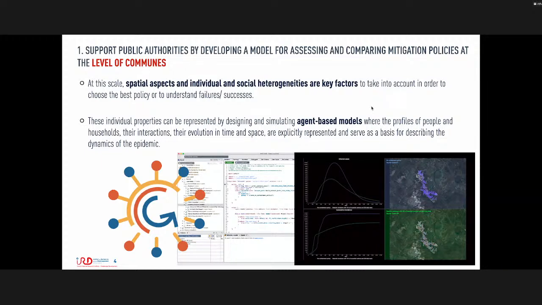Of course, at this scale, the individual properties, so whether or not people will follow the rules or not, and the fine interactions between people in transportation, in companies, in the school, et cetera, play a very important role. If you are at the level of a country, for example, maybe you can abstract a number of these things and build averages, and you don't have to care too much. When you deal with 10,000 people moving around in a small city, you have to represent them individually if you want to understand what can happen, okay? And also how people can adapt to the different rules and strategies.